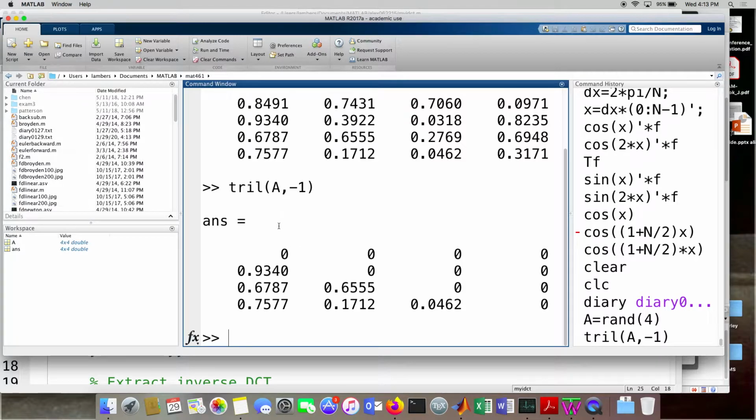So tril will retain. So if I just do tril, whoops, I was accidentally using a Python comment character in MATLAB. This is what you get for knowing more than one programming language. Okay, so default usage.